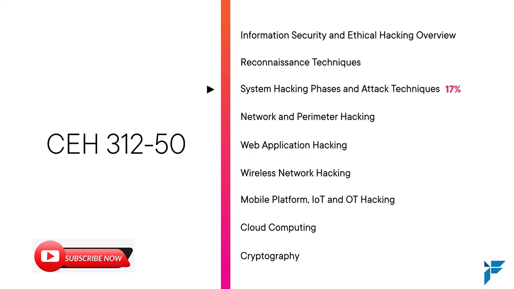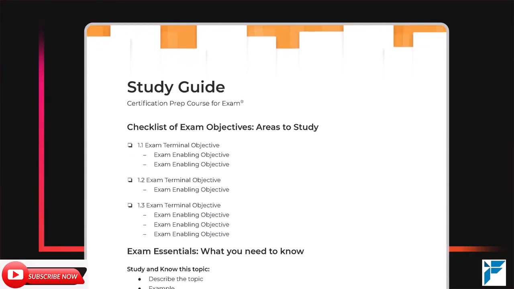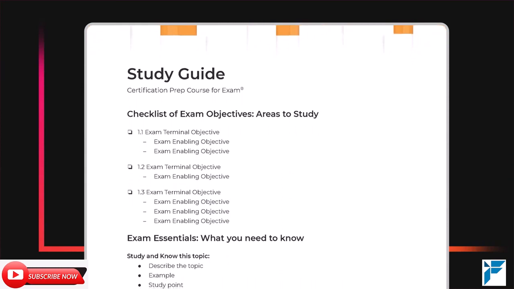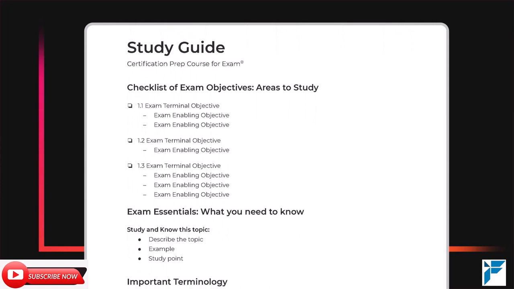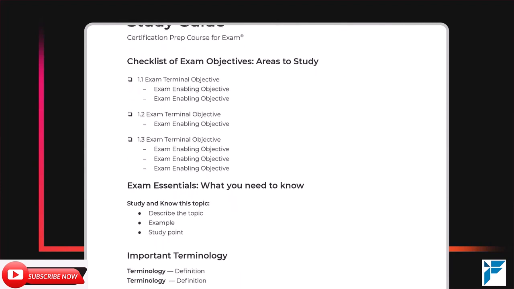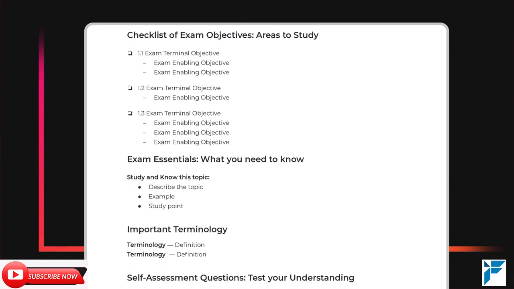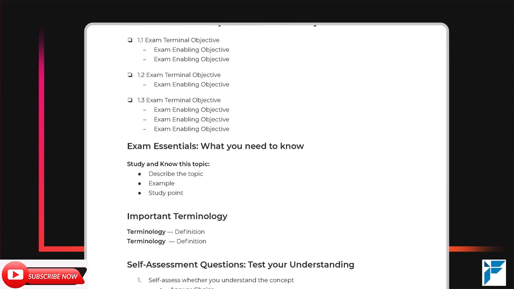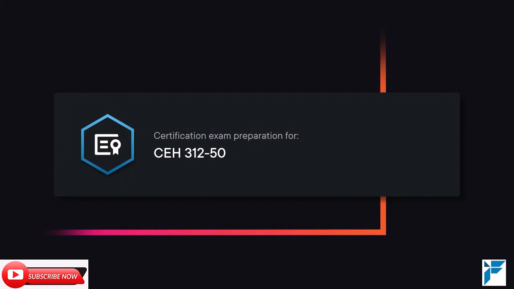Along with the system hacking phase and attack techniques course files, you're going to find a helpful study guide that I put together for you that you can use to follow along during your certification prep course for the CEH 312-50 exam. This study guide, as I mentioned before, is going to help you with some key concepts, and I've even included some practice questions to give you an idea of the content you'll be tested on. I'm happy to join you in your certification prep journey with the Ethical Hacking Malware Threats course.